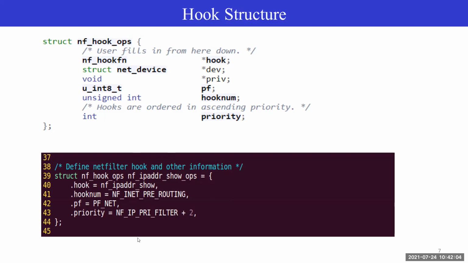So here is an example that we have shown here. The callback function name is nf_ip_address_show, and we are adding this callback routine in the pre-routing hook point. This is for IPv4, so we have specified the protocol family as PF_INET, and we have specified the priority as NF_IP_PRI_FILTER + 2. So you can specify anything there also. We'll talk about more priority things in a later slide.